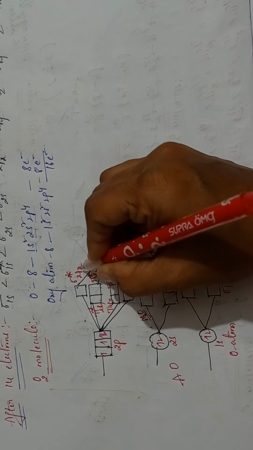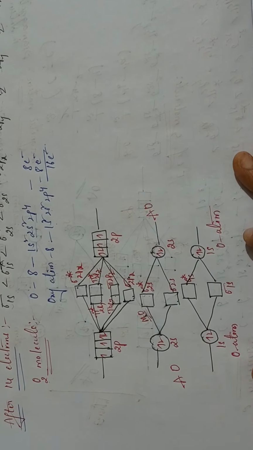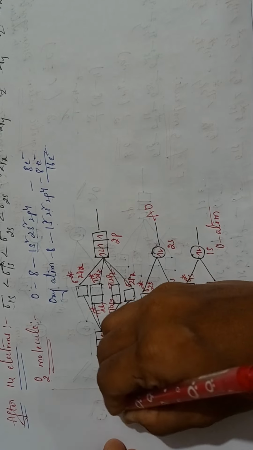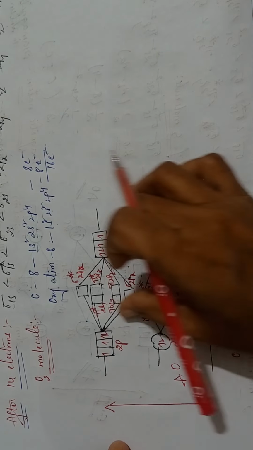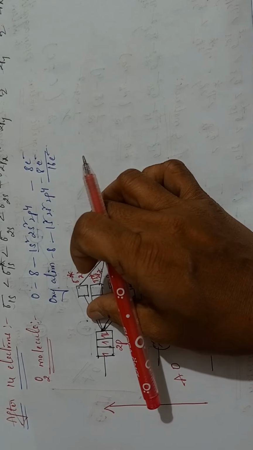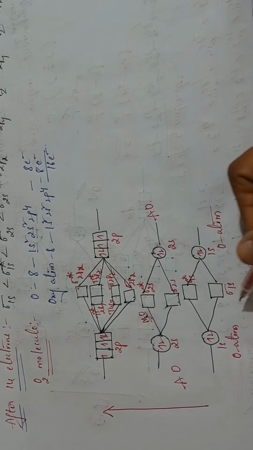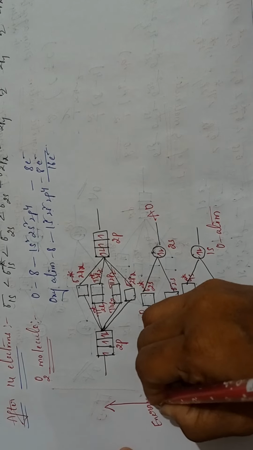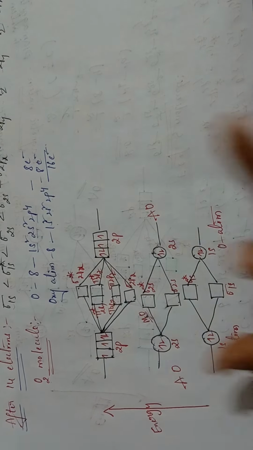So like this you have to draw the diagram. This is one oxygen atom. Now coming to the energy increasing order, from down to up the energy is increasing, from sigma 1s to sigma star 2px. So that's why the energy increases from down to up.